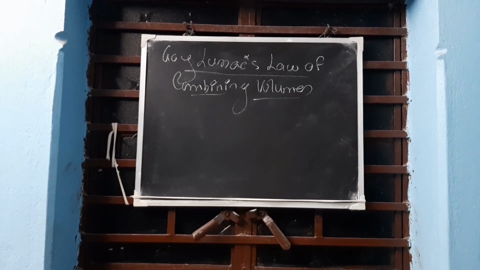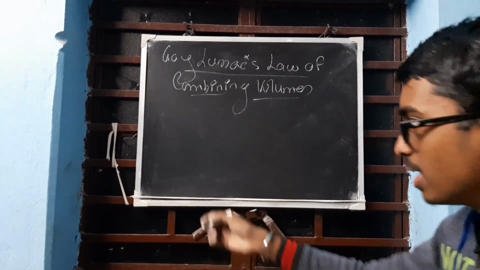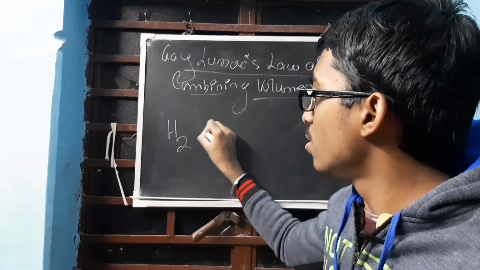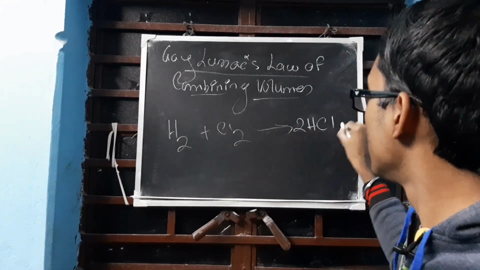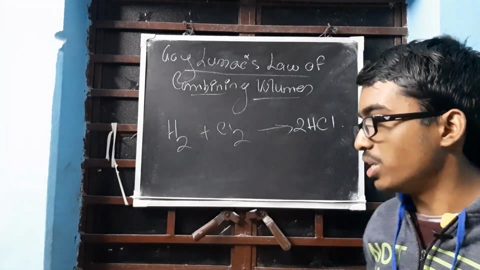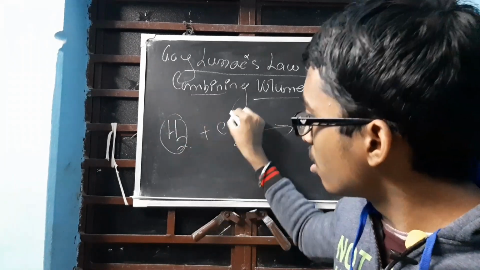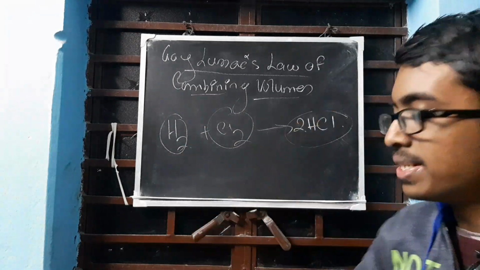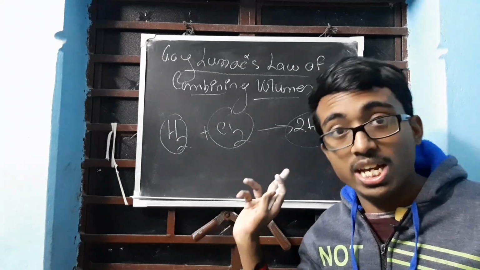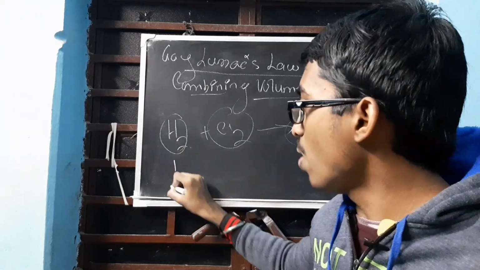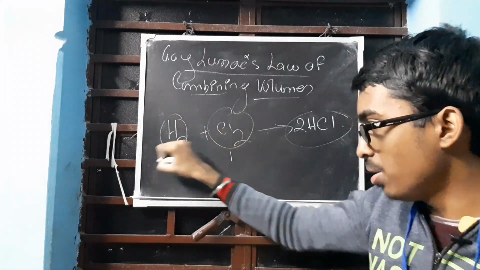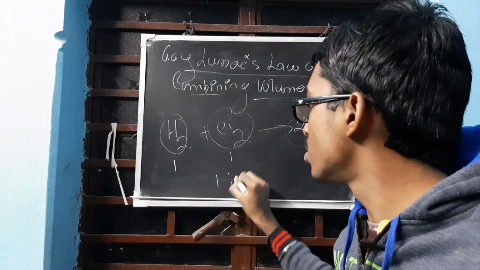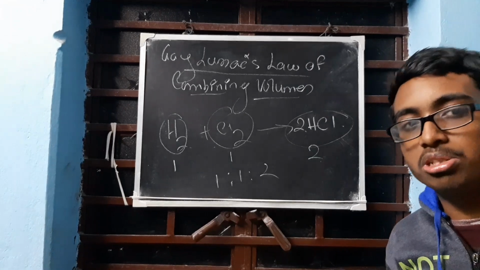Understood or not understood? Any example you can take? Let's take it out. This you already have read in your chapter on compounds, hydrogen chloride. This is a gas. This is also a gas. This is also a gas. It is also a gas. Ratio 1, 1. Ratio means here it is the coefficients you are going to consider. 1, 1. So the ratio is a simple whole number ratio.